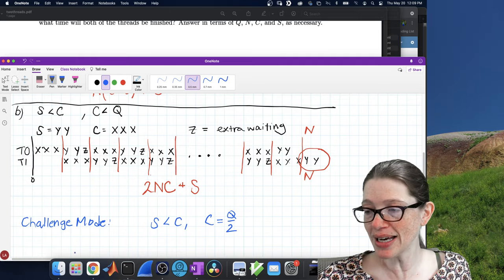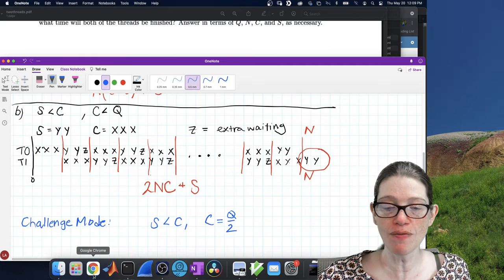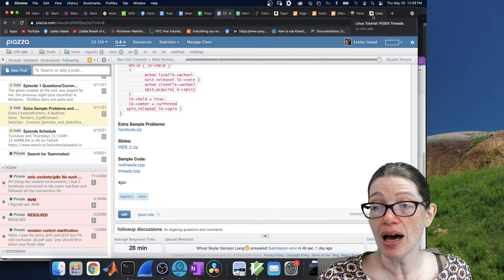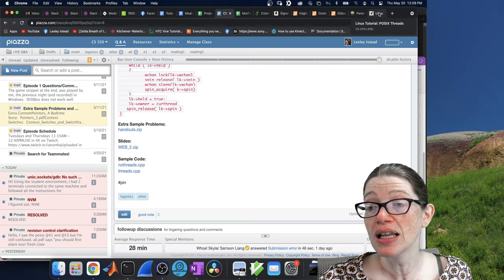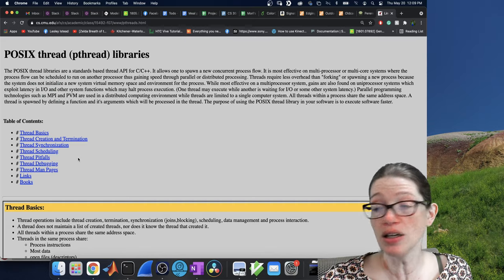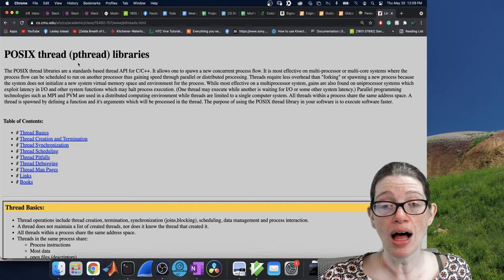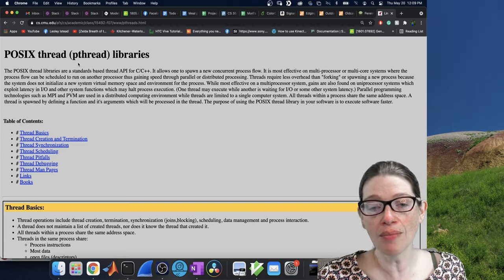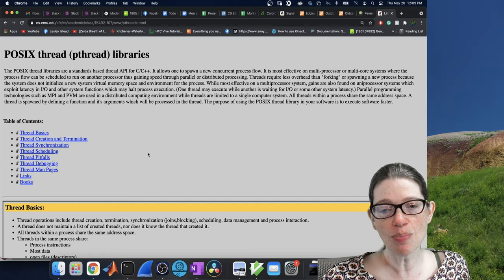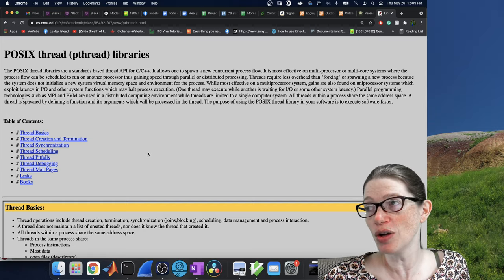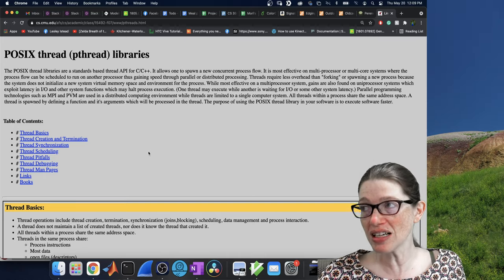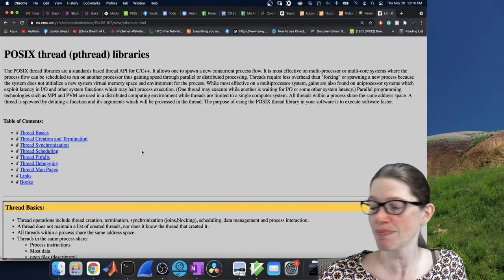All right. Now, what I would like to do, very briefly, for the next maybe 5 minutes, is open up my browser and take you to this little tutorial page, and I'll post a link to this later today, for POSIX threads. This is something you're going to need to use for assignment one: POSIX threads, or pthreads. This should work for you regardless of which operating system you are on, because pthreads is cross-platform. It works in Linux, it works in macOS, and it works in Windows.